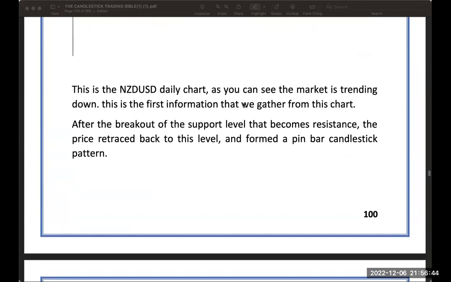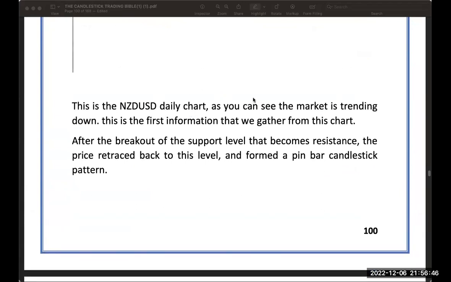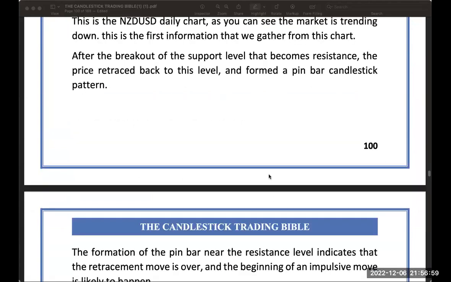Okay, so this is NZD USD daily chart. As you can see, the market is trending down. This is the first information we gather from this chart. After the breakout of the support level, that becomes resistance. The price retraces back to this level and formed a pin bar candlestick pattern.